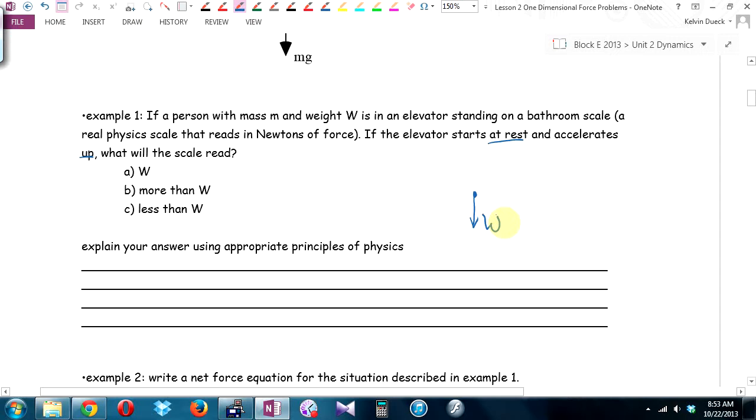Is this person in free fall? In fact, which way are they accelerating? That means there must be a force up. What force is that? It's the scale pushing up against them. It's the floor pushing up against them. It's the normal force. Doug, how will I draw the normal force compared to W? Bigger, smaller, or the same length? Why?